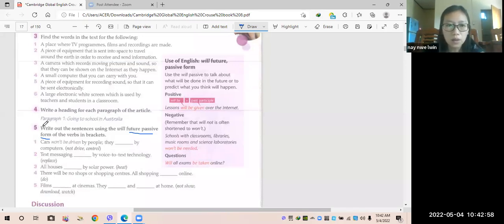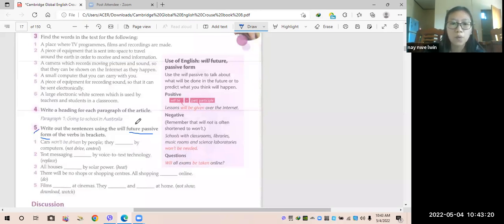Okay. So will be plus verb 3, that is positive. For negative, won't be plus verb 3. For question form, will, and there is a noun, and be plus verb 3. So there is a pattern: positive, negative, and question format. Is that clear? Okay, so we will do number 5.